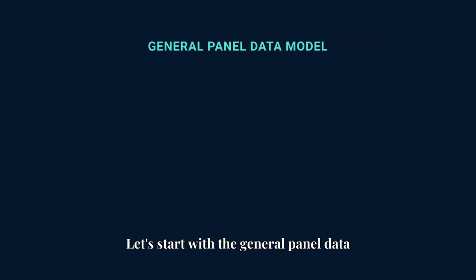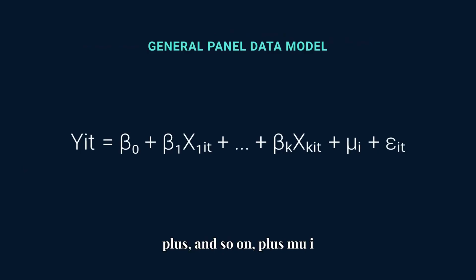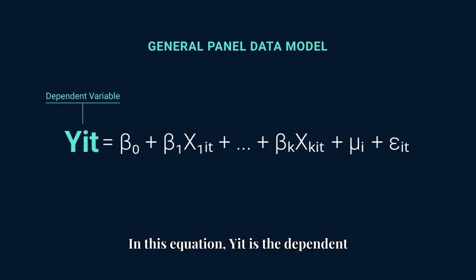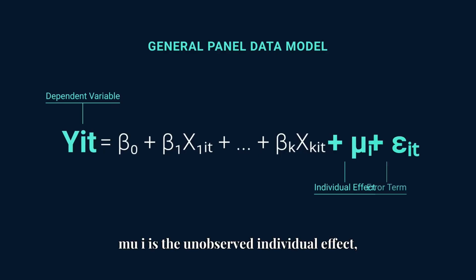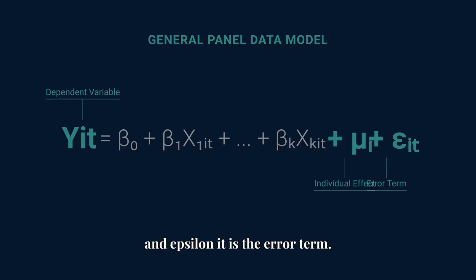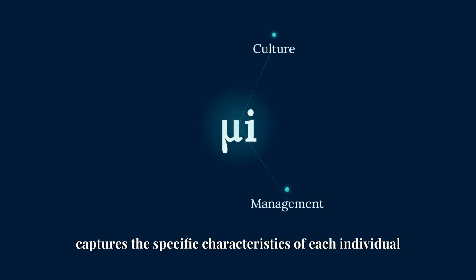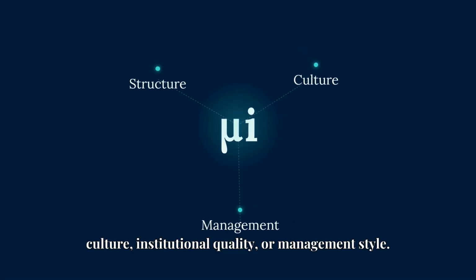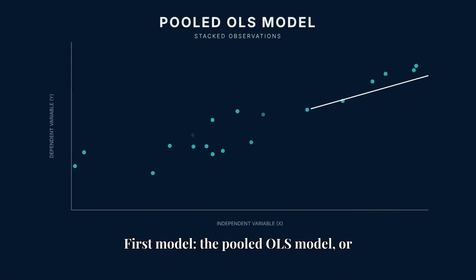Let's start with the general panel data model. The basic form is Y_it equals beta 0 plus beta 1 x1_it plus, and so on, plus mu_i plus epsilon_it. In this equation, Y_it is the dependent variable. The X's are the explanatory variables, mu_i is the unobserved individual effect, and epsilon_it is the error term. The mu_i effect is crucial. It captures the specific characteristics of each individual that are not directly observed, such as culture, institutional quality, or management style.